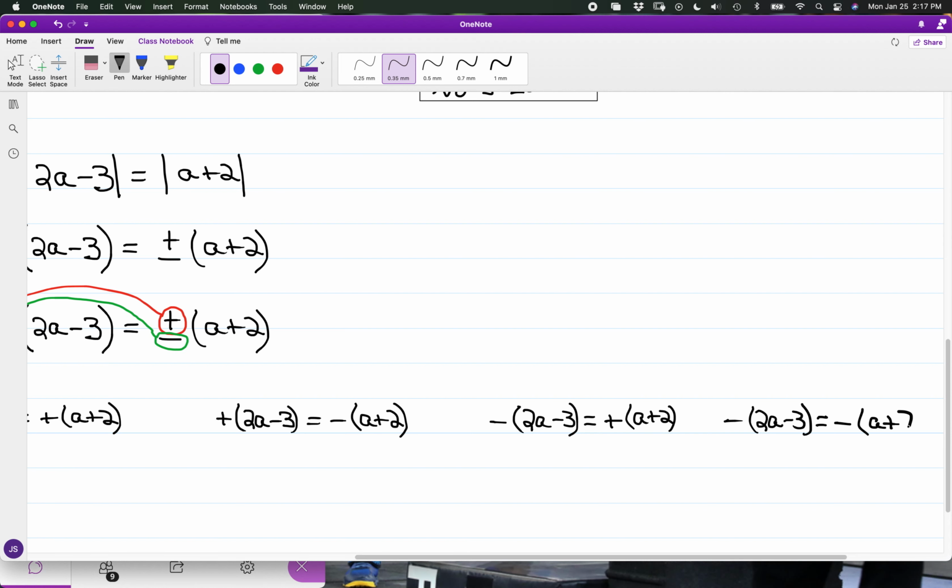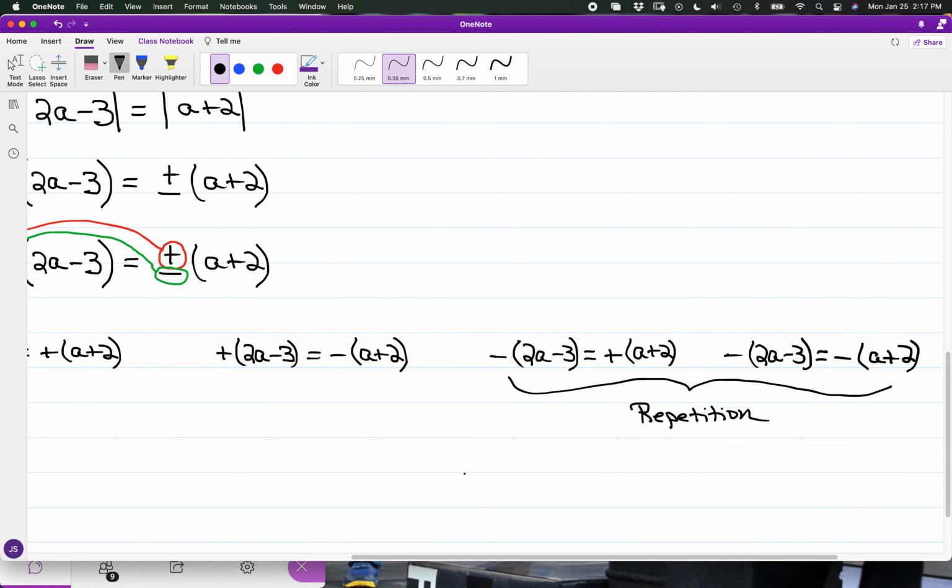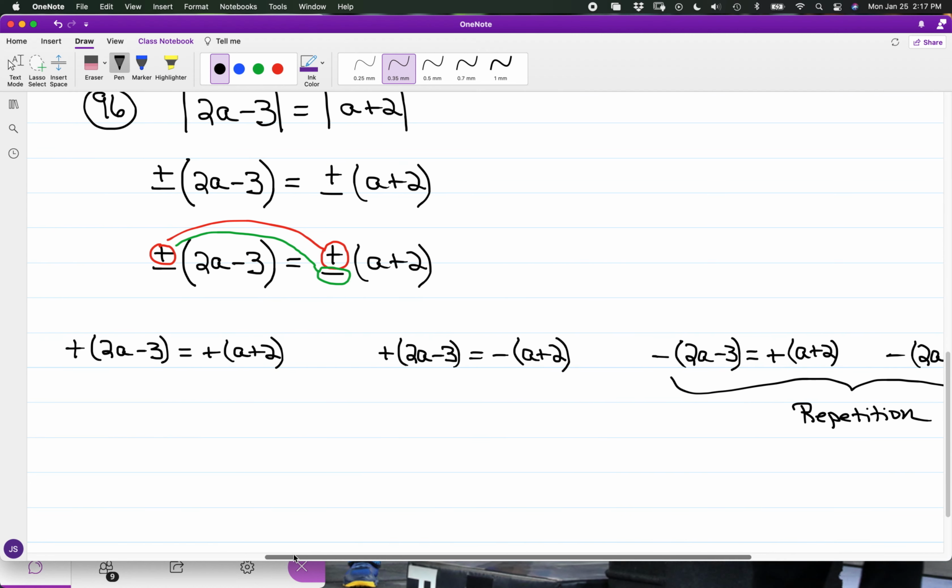what would happen here is that if I were to try to work these out, these would be just repetition of the solutions I would obtain from these first two equation setups. I could work all four, but you're going to have two solutions, and if I work out all four equations, you're going to have the same two solutions repeated.